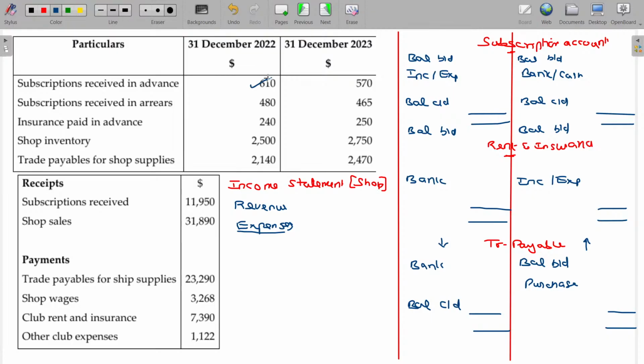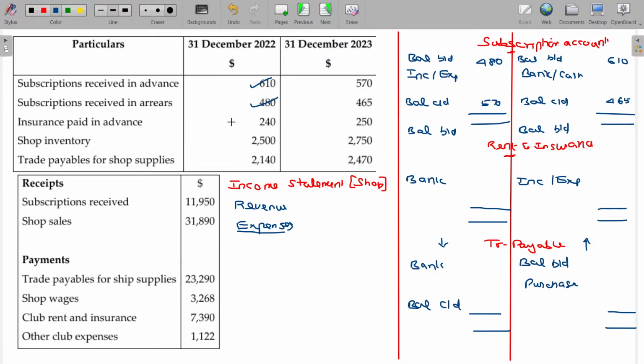Subscription received in advance. If you are receiving in advance, it's a liability. Liability should be in the credit side. So 610 should be here and 570 should be here. Subscription received in arrears. So as it is being the arrear, you can post the other side is being the asset, right? 480 and 465.